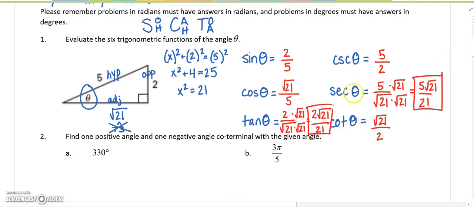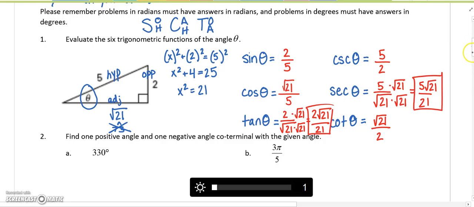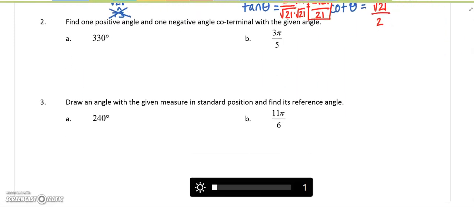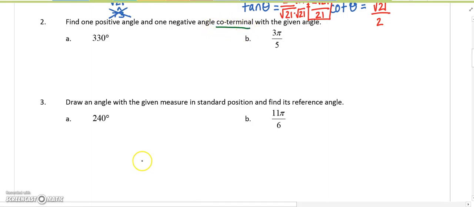Number 2. Oops. There we go. Number 2 says find one positive angle and one negative angle coterminal with the given angle. Now, coterminal means they share a terminal side. The terminal side is where an angle ends. It's the side sticking out.